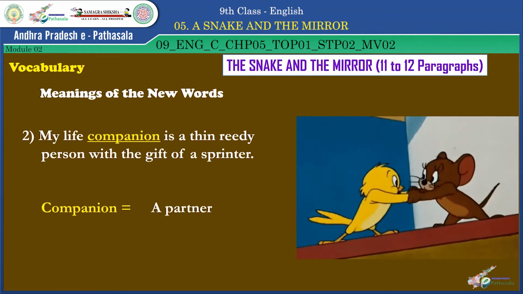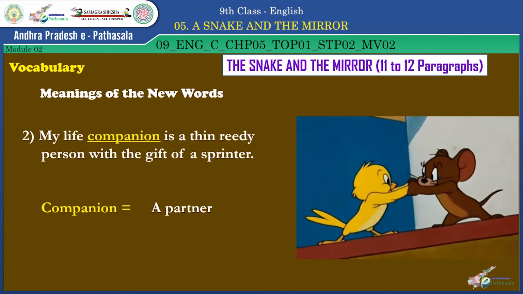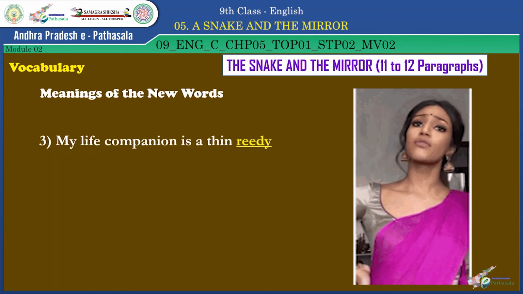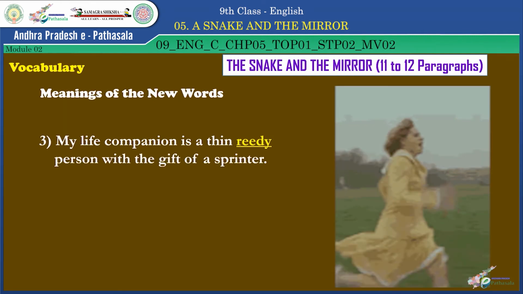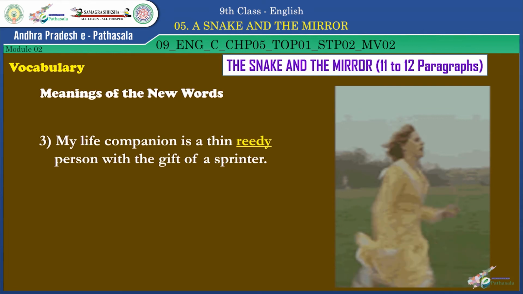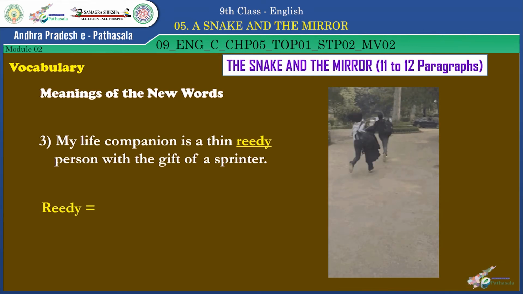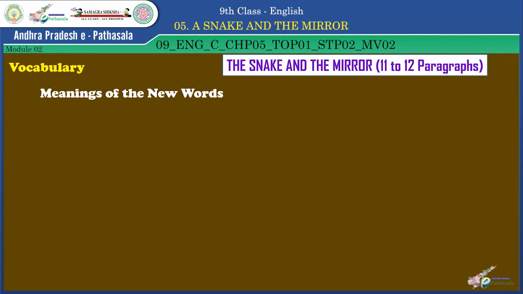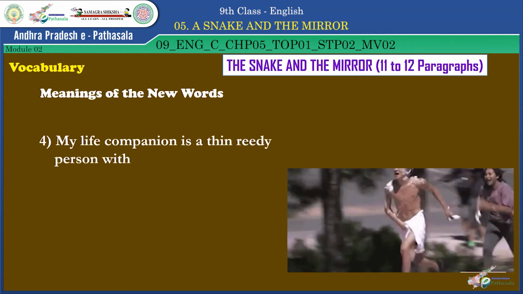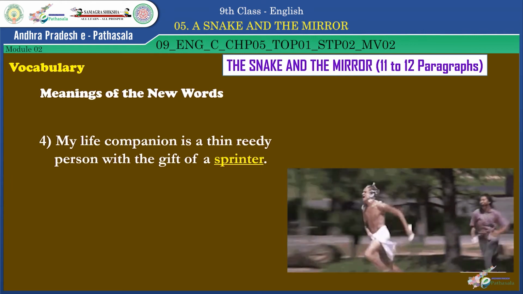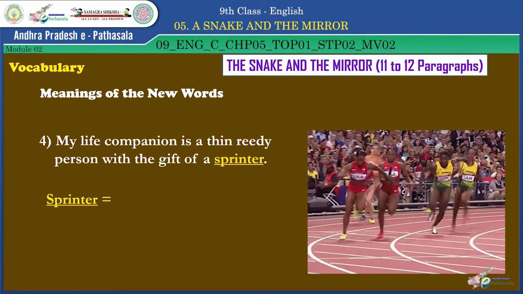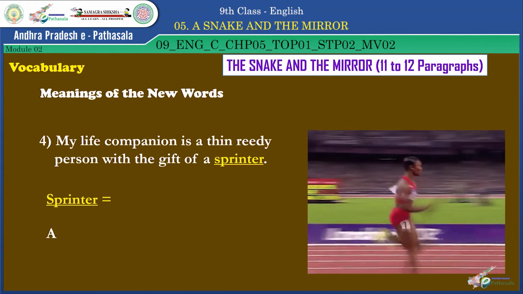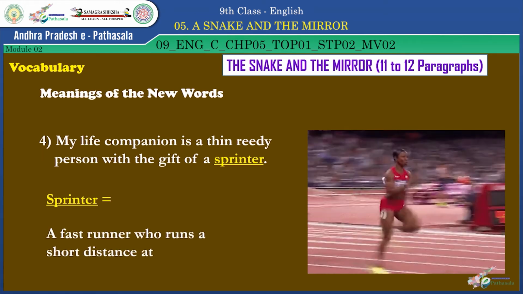The third sentence I have taken here is the same sentence. My life companion is a thin, reedy person with the gift of a sprinter. The new word I have taken from this sentence is reedy. The meaning of reedy is tall and thin. The fourth sentence I have taken is the same sentence once again. The new word I have taken from this sentence is sprinter. The meaning of sprinter is a fast runner who runs a short distance at a top speed.